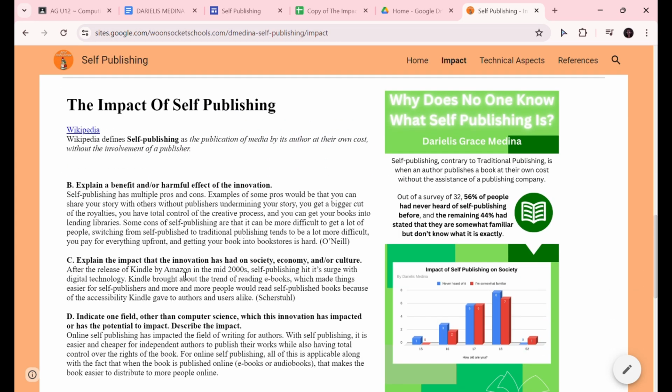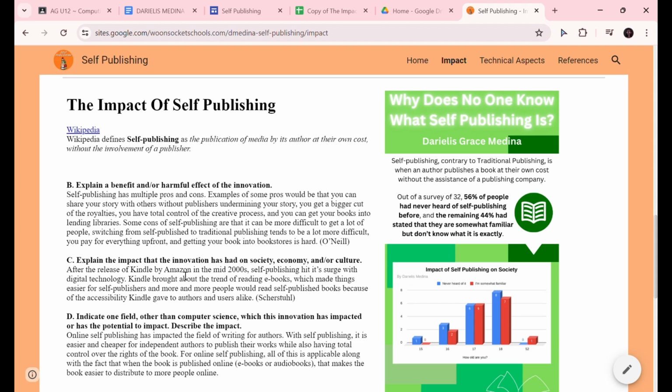So the impact of self-publishing. Explain a benefit and or harmful effect of the innovation. For this, I found a website of an experienced self-publisher who has dealt with both traditional and self-publishing, and he described a lot of the pros and cons of self-publishing, and something he learned through his experience of self-publishing.